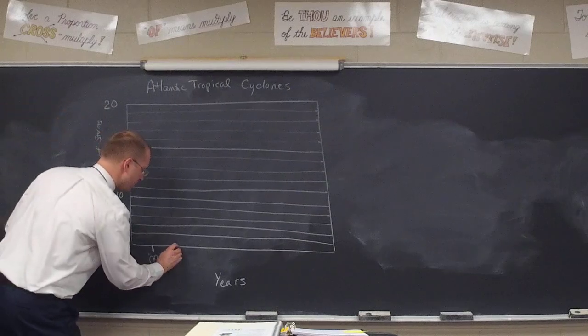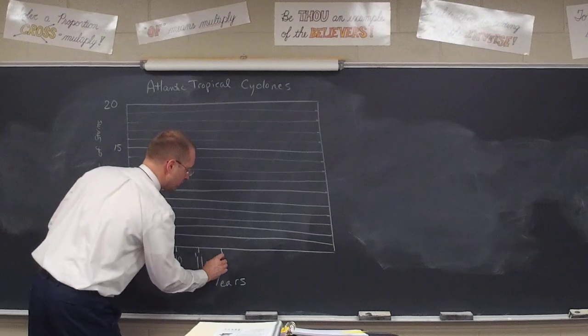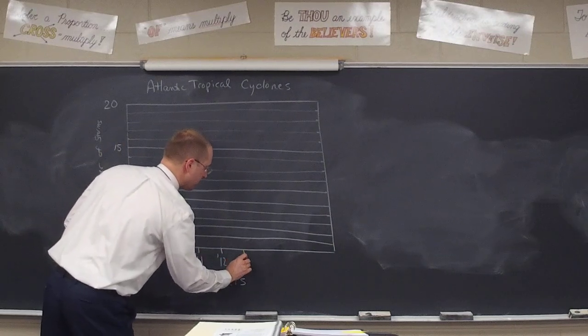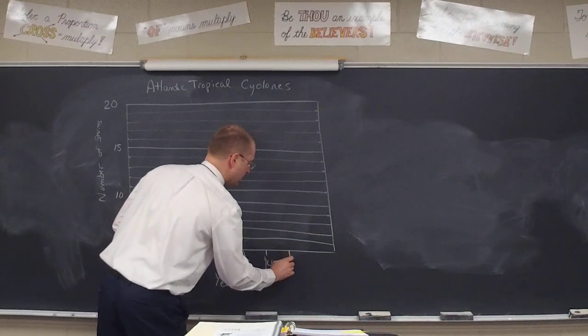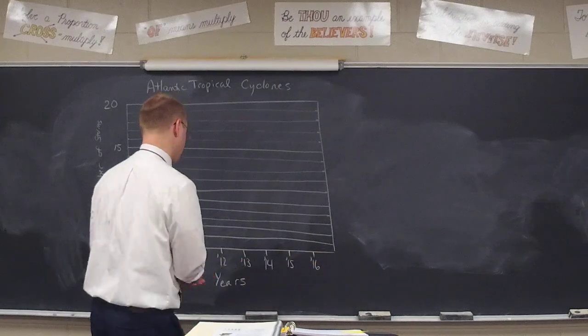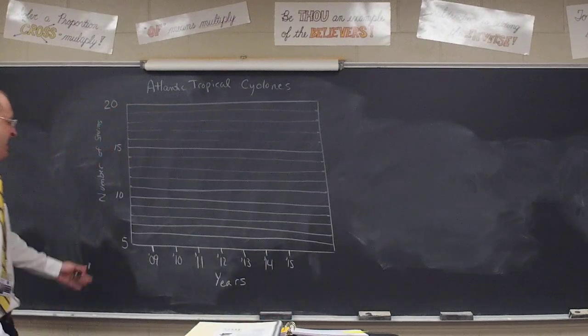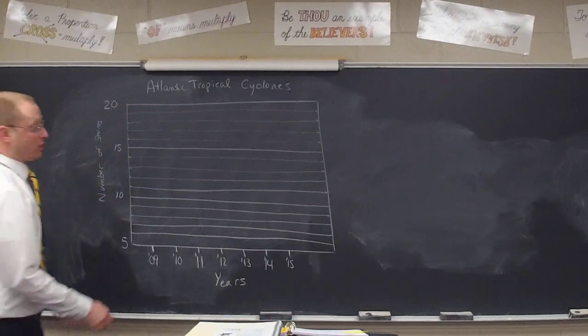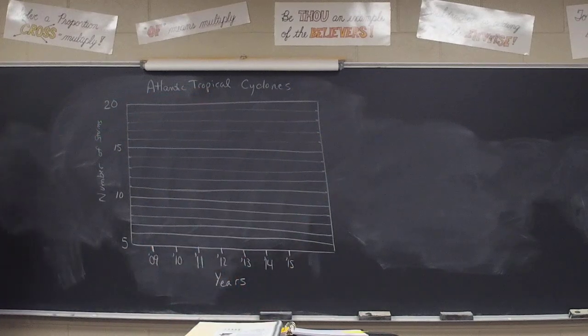So 9, 10, 11, 12, 13, 14, 15, and 16? It stopped at 15. Okay. Oh man, look at this. I've got all this empty space at the end. Well, I could draw my line down here and then erase that end. Or I could just leave it. I'm just going to leave it. So we've got our different years in there: 9, 10, 11, 12, 13, 14, and 15.